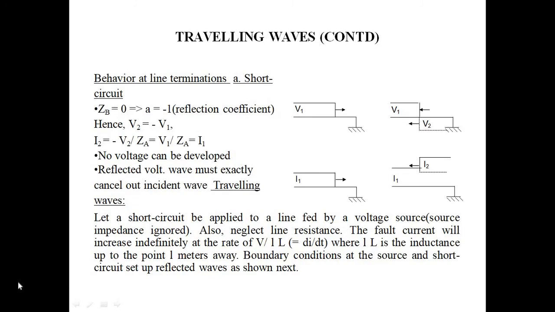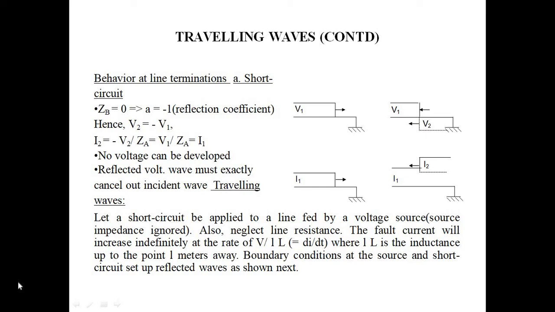Behavior at line termination, a short circuit. ZB is equal to 0, so the refraction coefficient is minus 1. Hence V2 is equal to minus V1, and I2 is equal to minus V2 divided by ZA, which is equal to V1 divided by ZA, which is equal to I1. No voltage can be developed. The reflected voltage wave must exactly cancel the incident traveling wave.